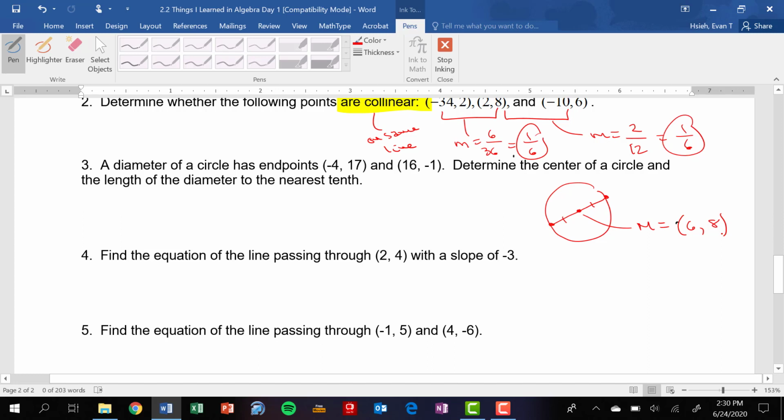And then if I want to find the length of the diameter, anytime you see the word length pop out here, you should be thinking about the distance formula. So the distance formula is the square root of the difference between the x's squared plus the difference between the y's squared. So the difference between the x's squared is going to be 20 squared, and then add that to the difference between the y's squared, which is 18 squared, like this. So that's going to be equal to 26.9 if I plug that in my calculator.